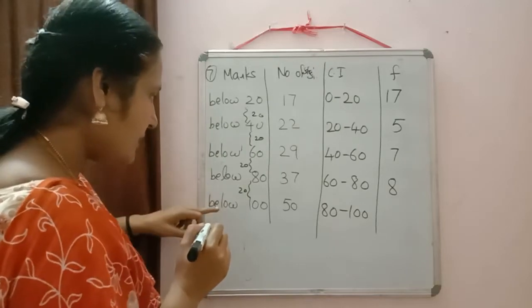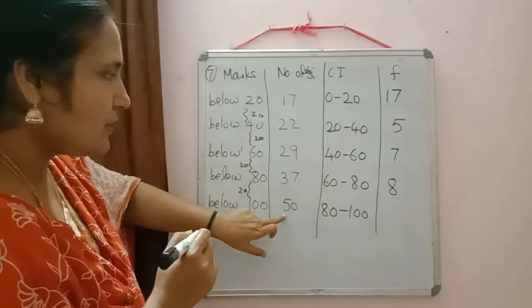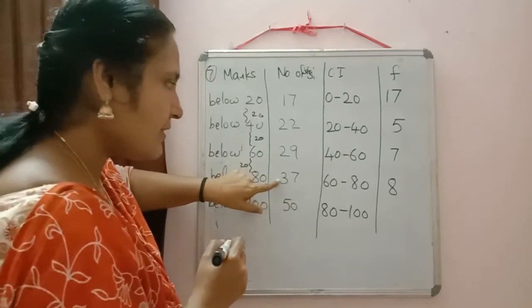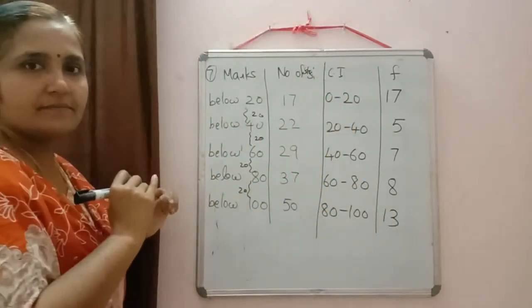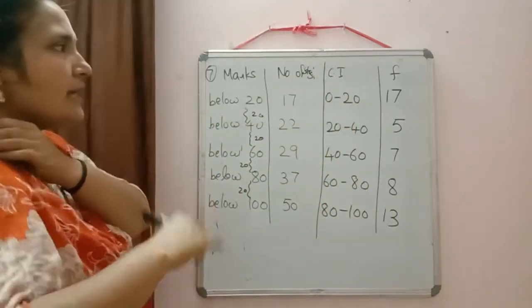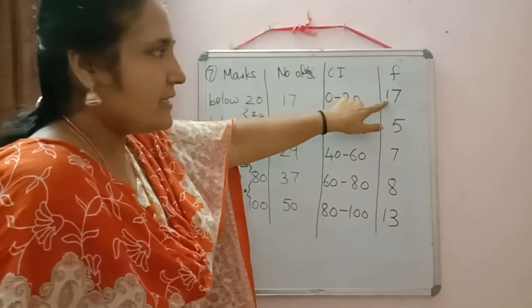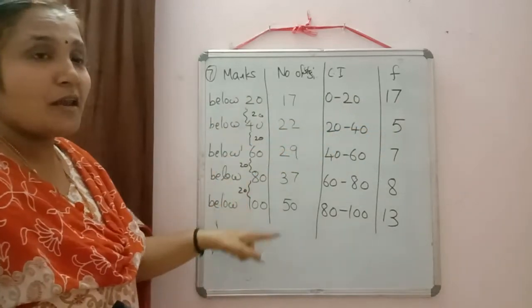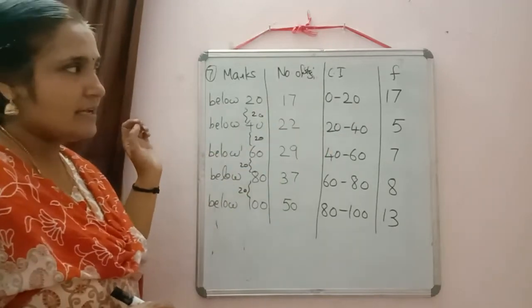Then remaining is below 100. Total 50 are there but 37 included. So 50 minus 37 will be equal to 13. Clear? Okay. Now just check the cumulative frequency when we calculate. First is 17. Then next 17 plus 5 is 22. So this is the total number of students given. You don't have to find out the cumulative frequency once again.